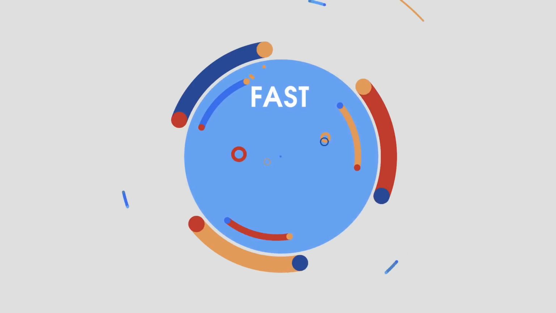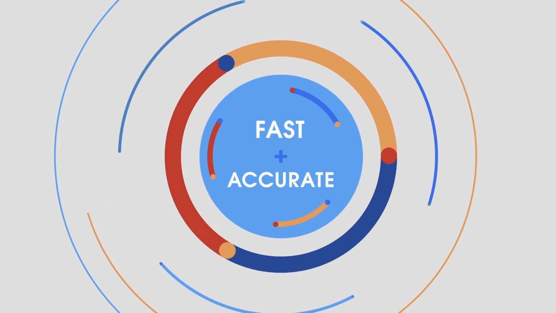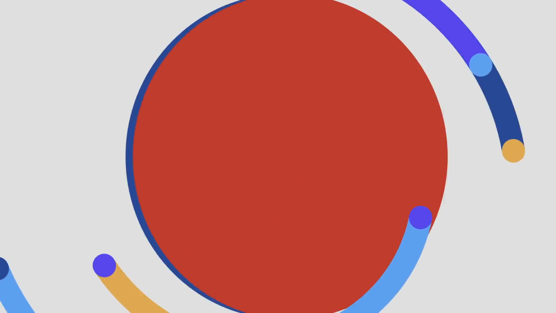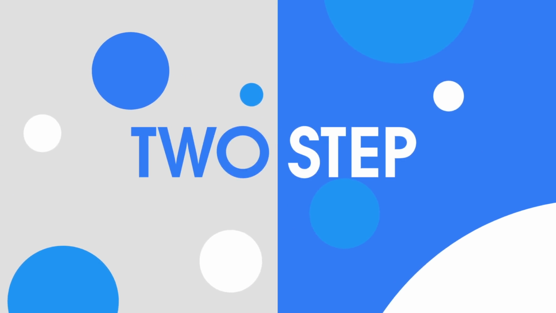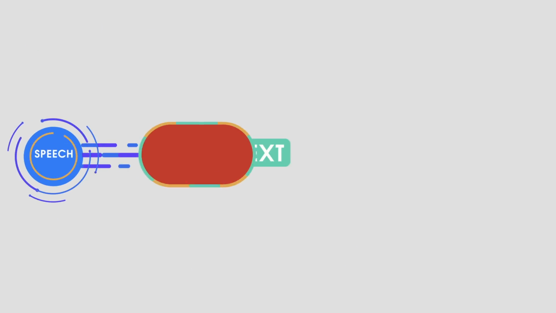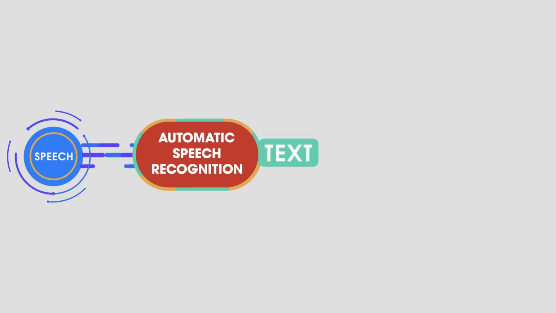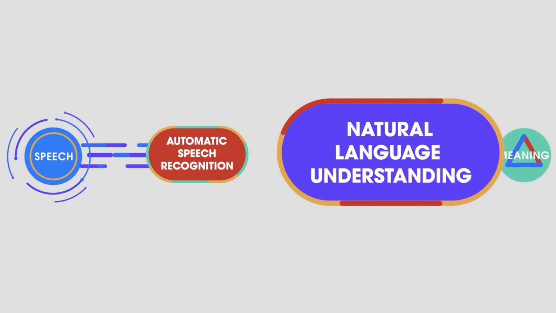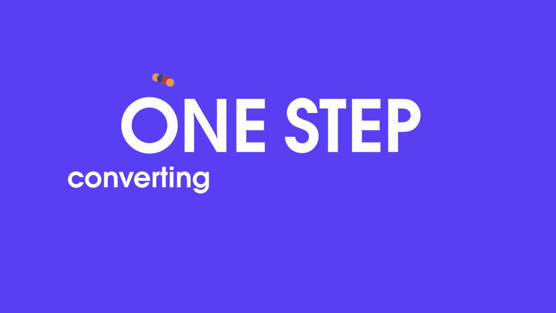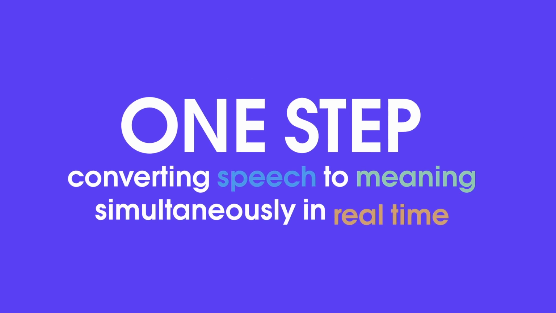What makes Houndify the fastest and most accurate voice AI platform? Let's take a look behind the curtain. Typically, voice AI technologies use a two-step process. First, they convert your speech to text using automatic speech recognition. Then they need a second step to turn text into meaning using natural language understanding. Houndify breaks the mold by combining these two steps into one and converting speech to meaning simultaneously in real time.